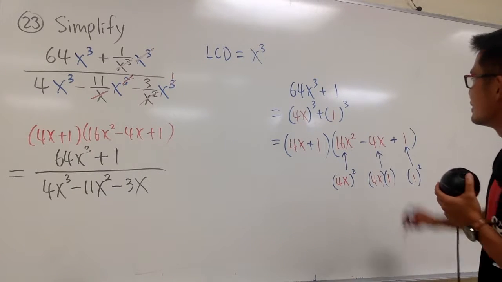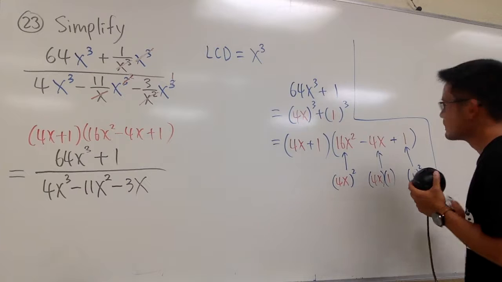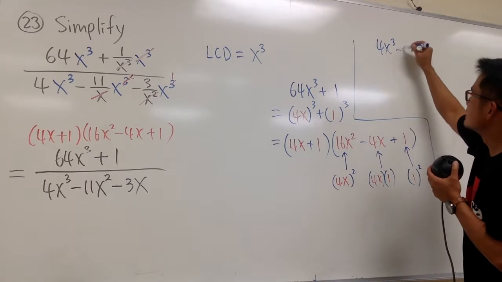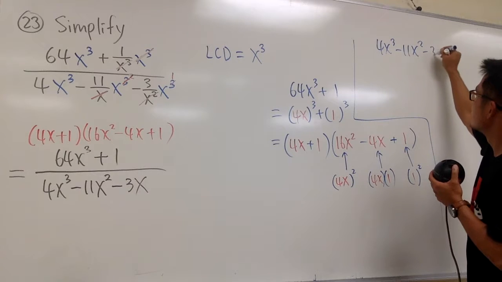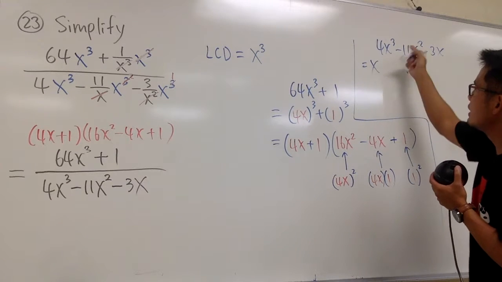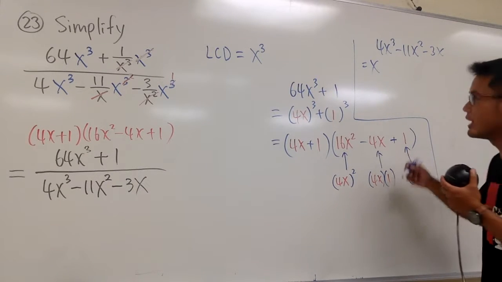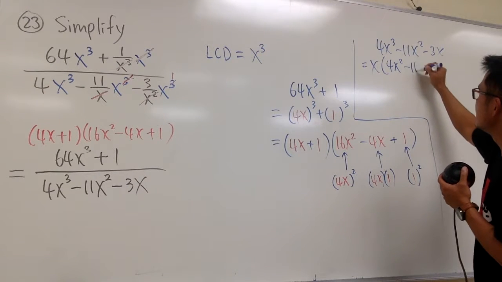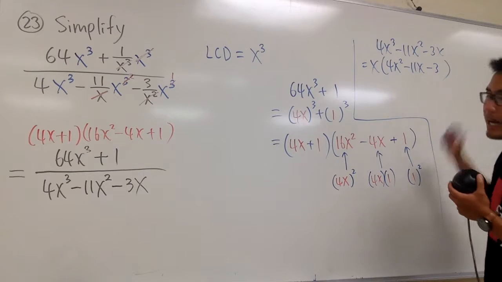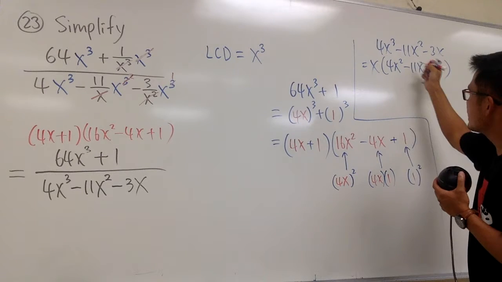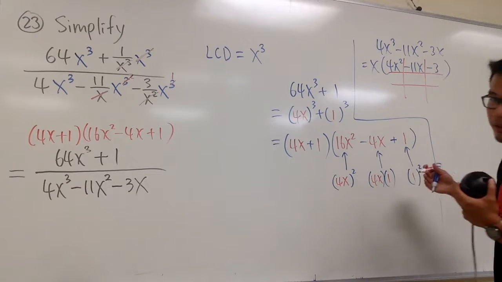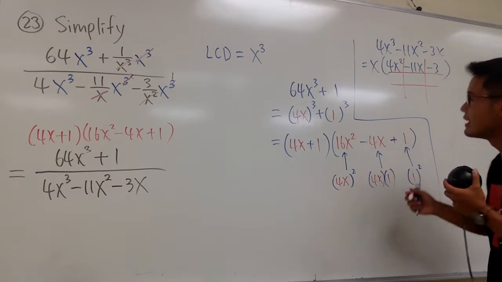And I will do it right here, okay? So let's take a look. 4x to the third power minus 11x squared minus 3x. First of all, let's take out an x because everything has an x, right? And here we have 4x squared minus 11x minus 3, just like that. And right here, I will just do a tic-tac-toe because it has 3 terms. Hopefully, I can find the correct combination.